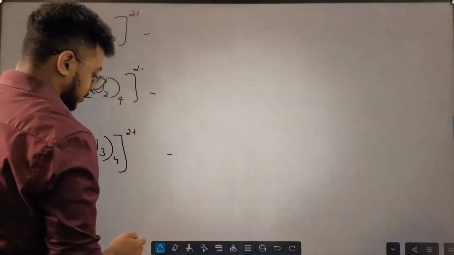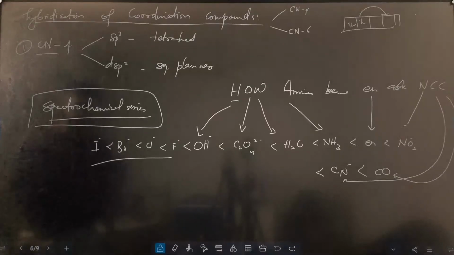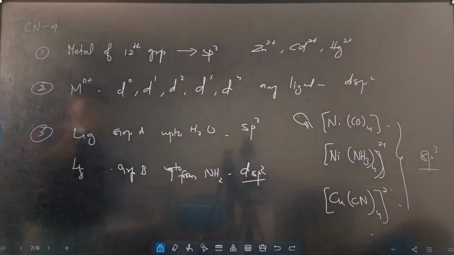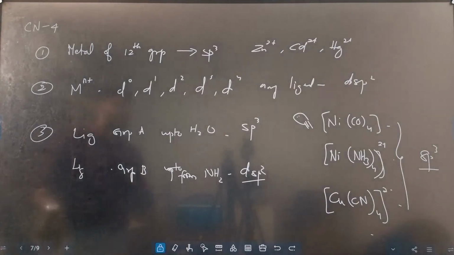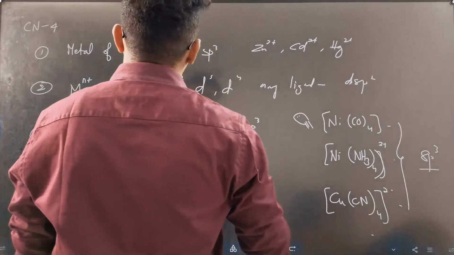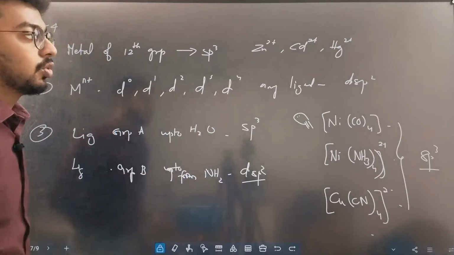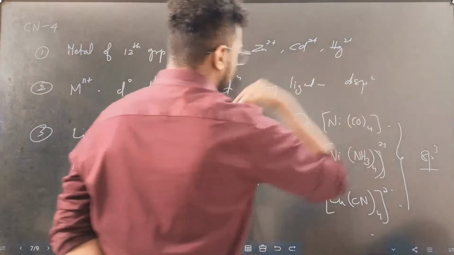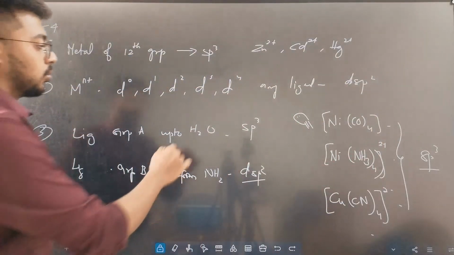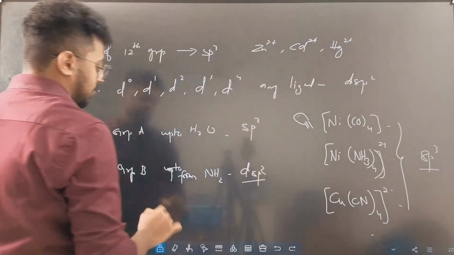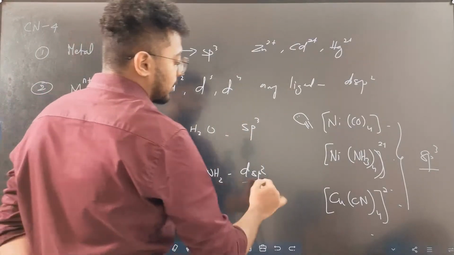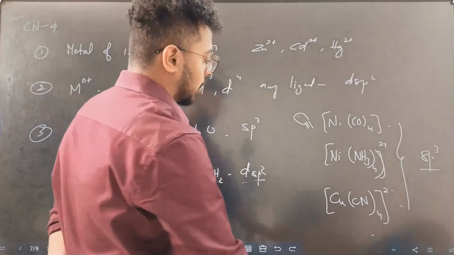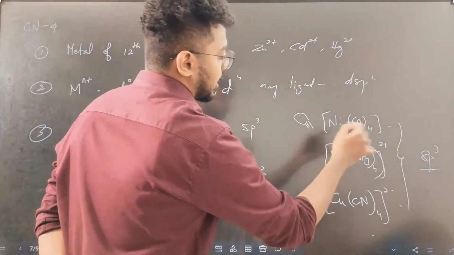Okay. We have rules here. Metal of the 12th group, zinc, cadmium, mercury, straight away say it is sp3. For D0, D1, D2, D3, D4 configuration with any ligand, it is dsp2. For group A ligands up to water, we get sp3. From ammonia onward, we get dsp2. And this is the exceptional case.